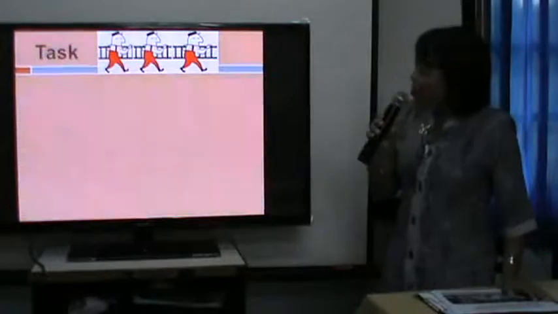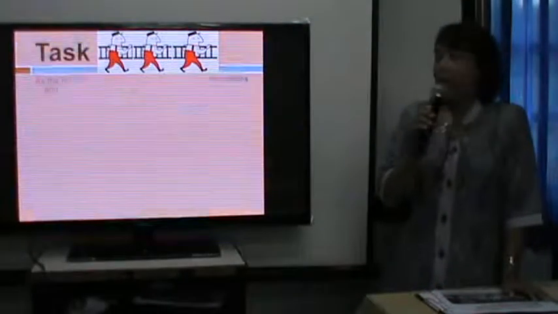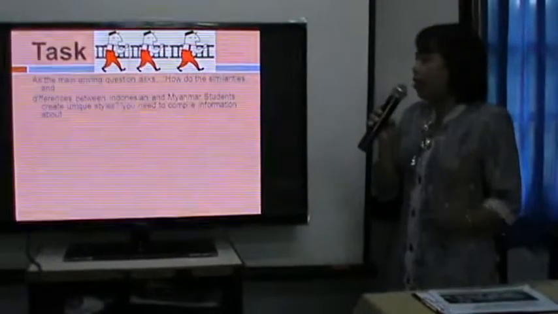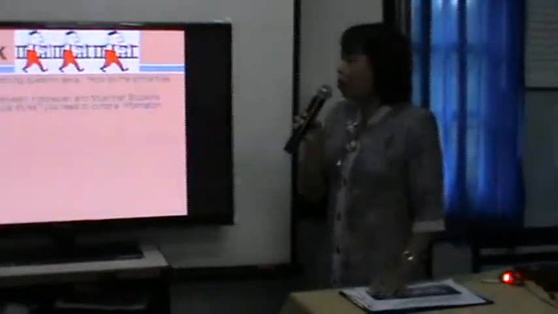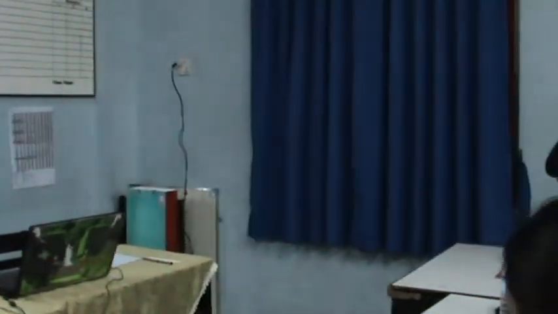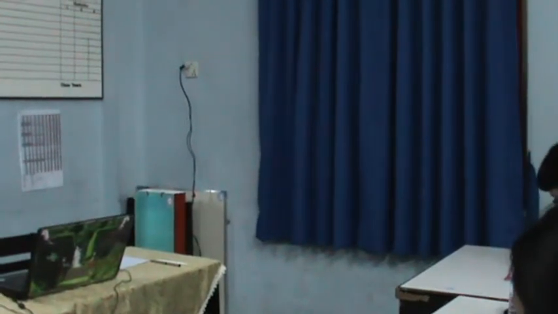For that project, they need a task. The task is to answer the main driving question: how do the similarities and differences between Indonesian and Myanmar students create unique lifestyles? So they need to combine the information about each distinct group, for example Indonesia and Myanmar, about their historical background, cultural background, and social background.